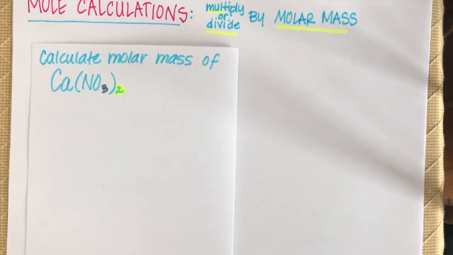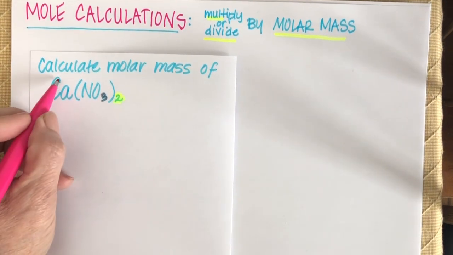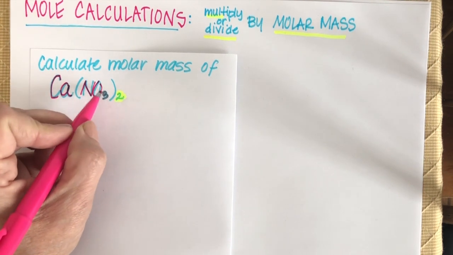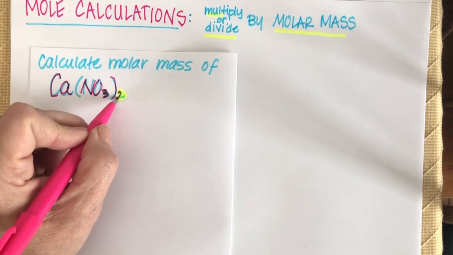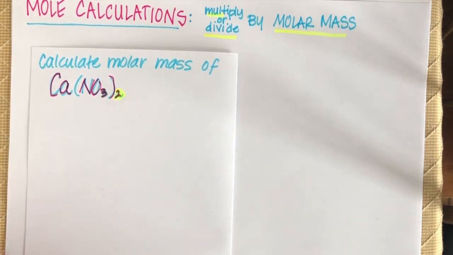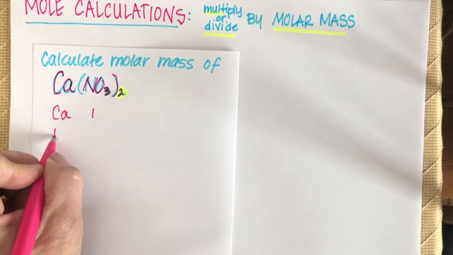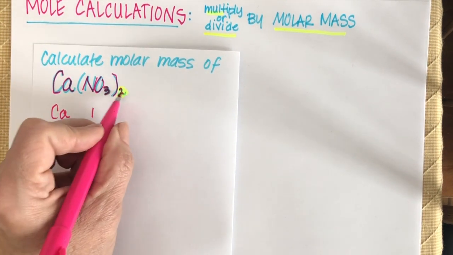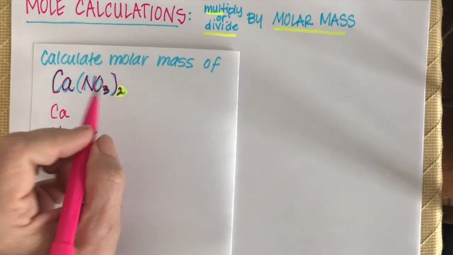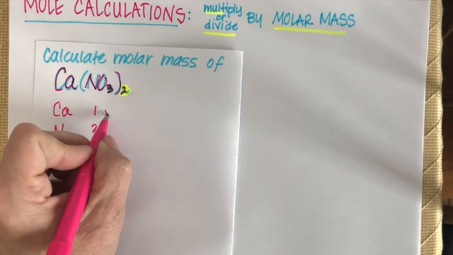This should be review. The chemical formula of calcium nitrate is Ca(NO3)2, and those two different subscripts become multipliers. How many calcium atoms in this formula? 1. How many nitrogen atoms in this formula? 2. How many oxygen atoms in this formula? 2 times 3 is 6.